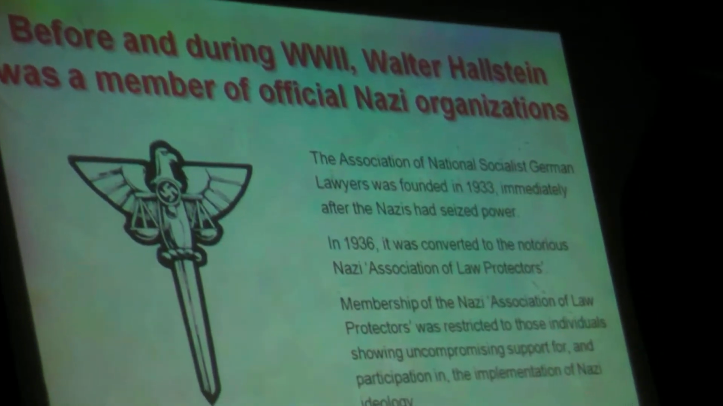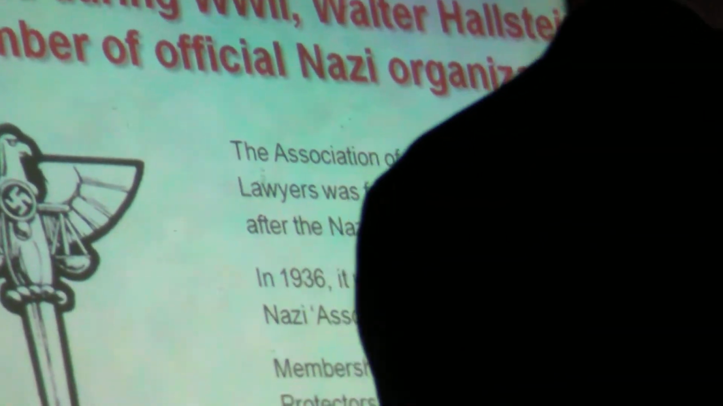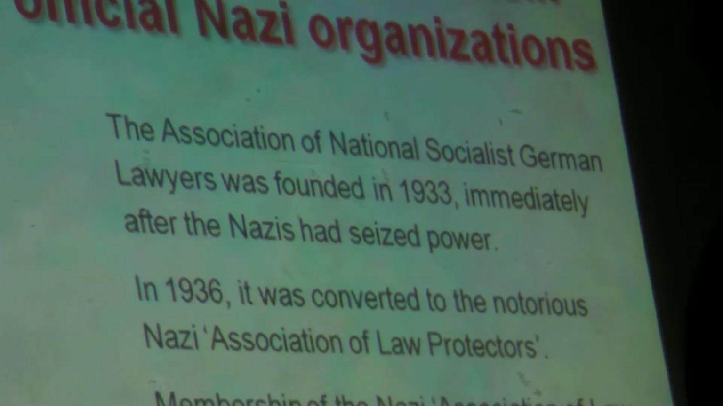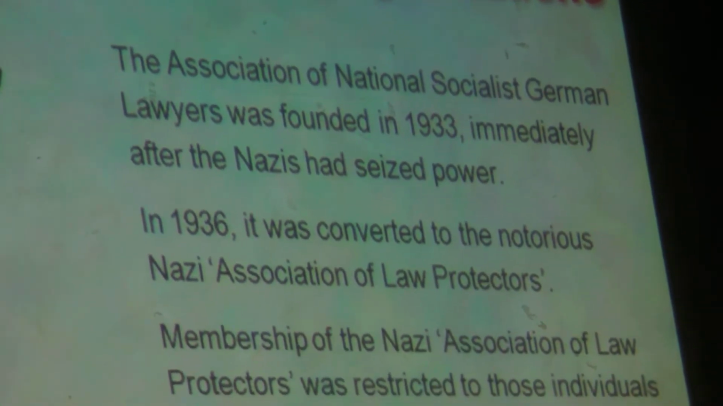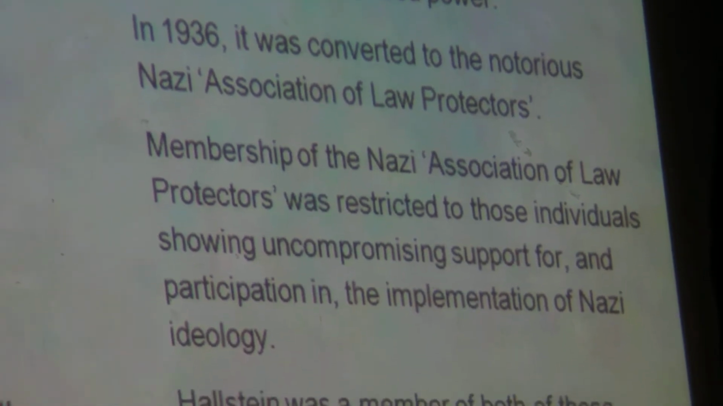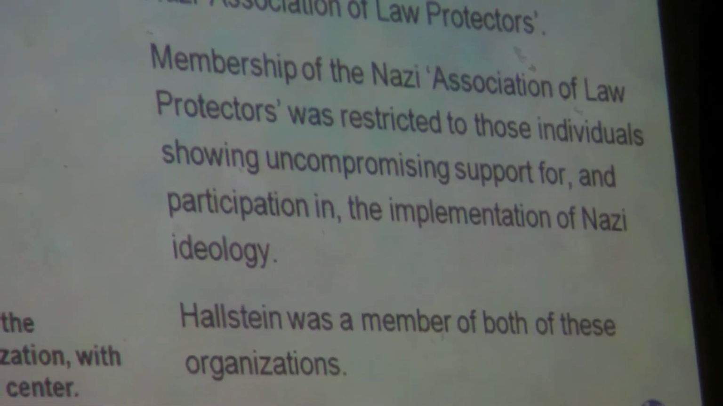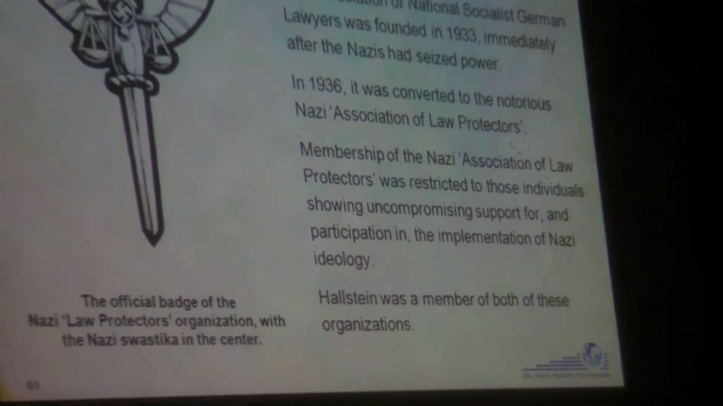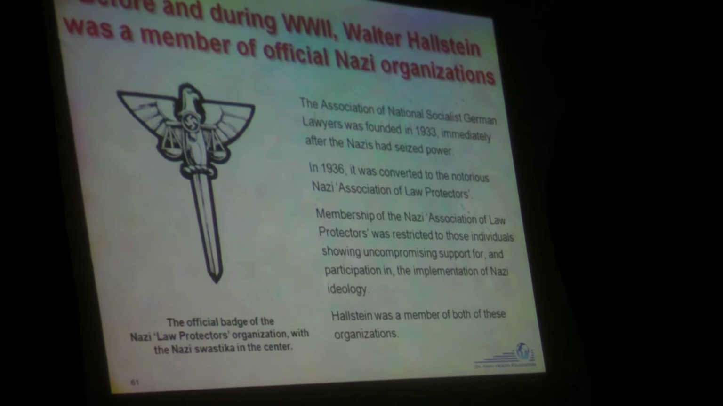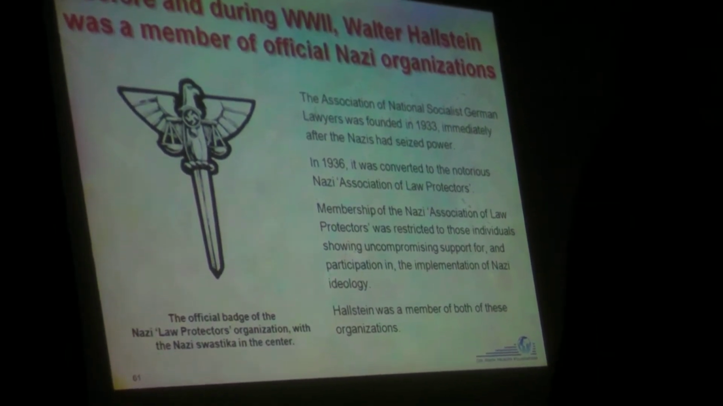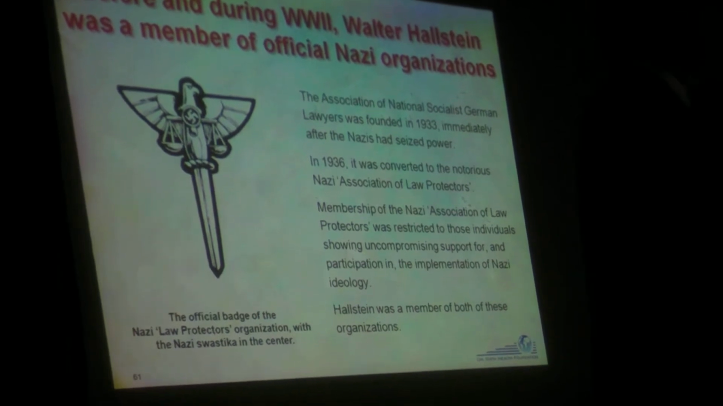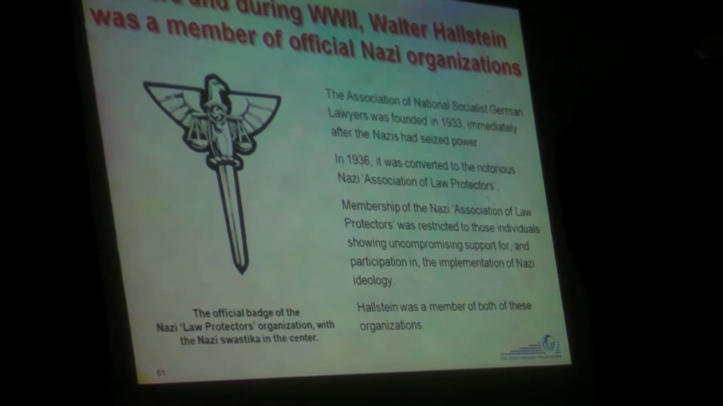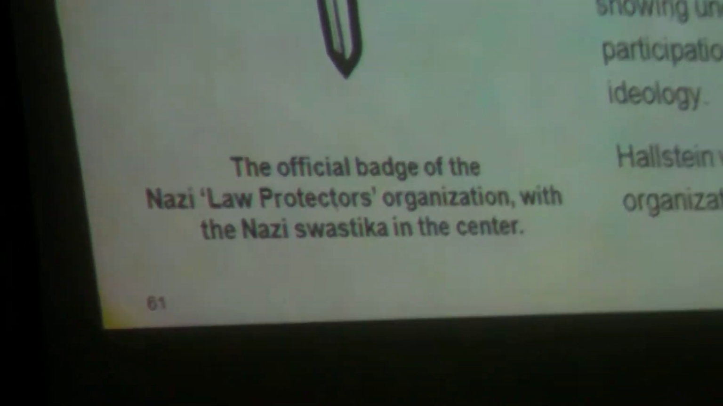What we know is that Hallstein, before and during World War II, was a member of official Nazi organisations. One of them, the Association of National Socialist German Lawyers, was founded in 1933, immediately after the Nazis had assumed power. 3 years later, it was converted to the notorious Nazi Association of Law Protectors, as it was called. Now, membership of this second association was restricted solely to those individuals who showed uncompromising, total support for the Nazi ideals and Nazi ideology. Well, ladies and gentlemen, Hallstein was a member of both these organisations.